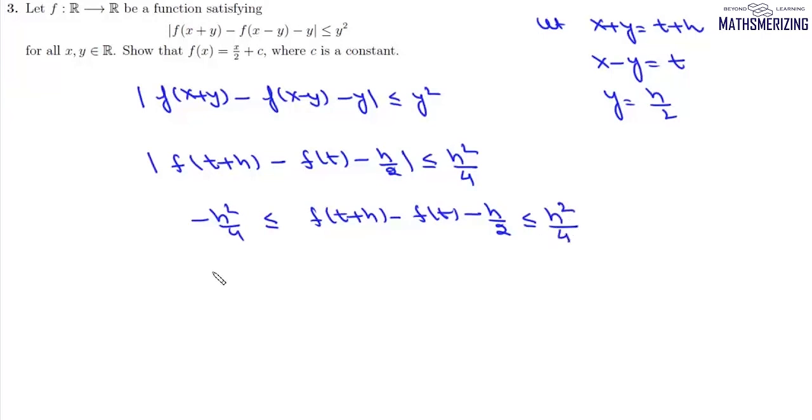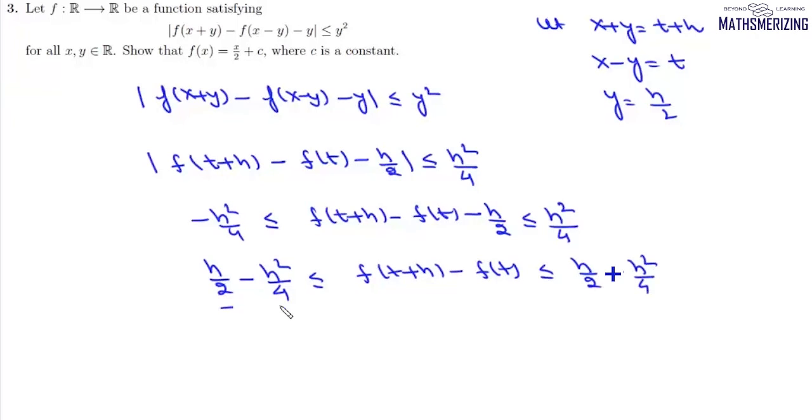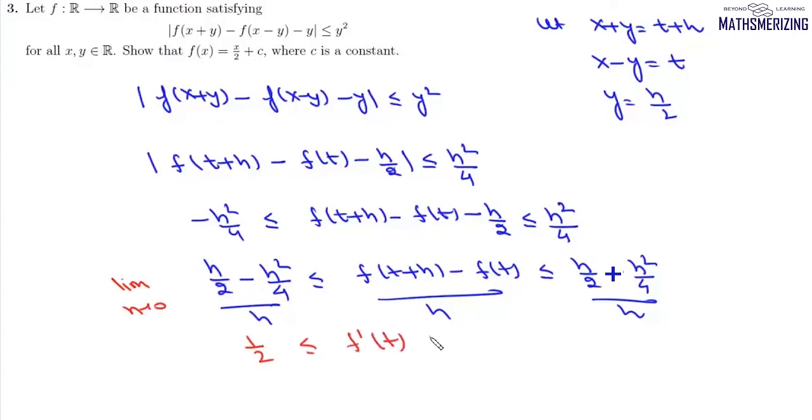Now we'll add h by 2. So we can write h by 2 minus h square by 4 will be less than f(t+h) minus f(t), and will be less than h by 2 plus h square by 4. Now we'll divide everything by h, and we'll take the limit h tends to 0. Now this value is 1 by 2. Now this is nothing but f dash t, and this limit is also 1 by 2. So from here we can say this f dash t is 1 by 2.